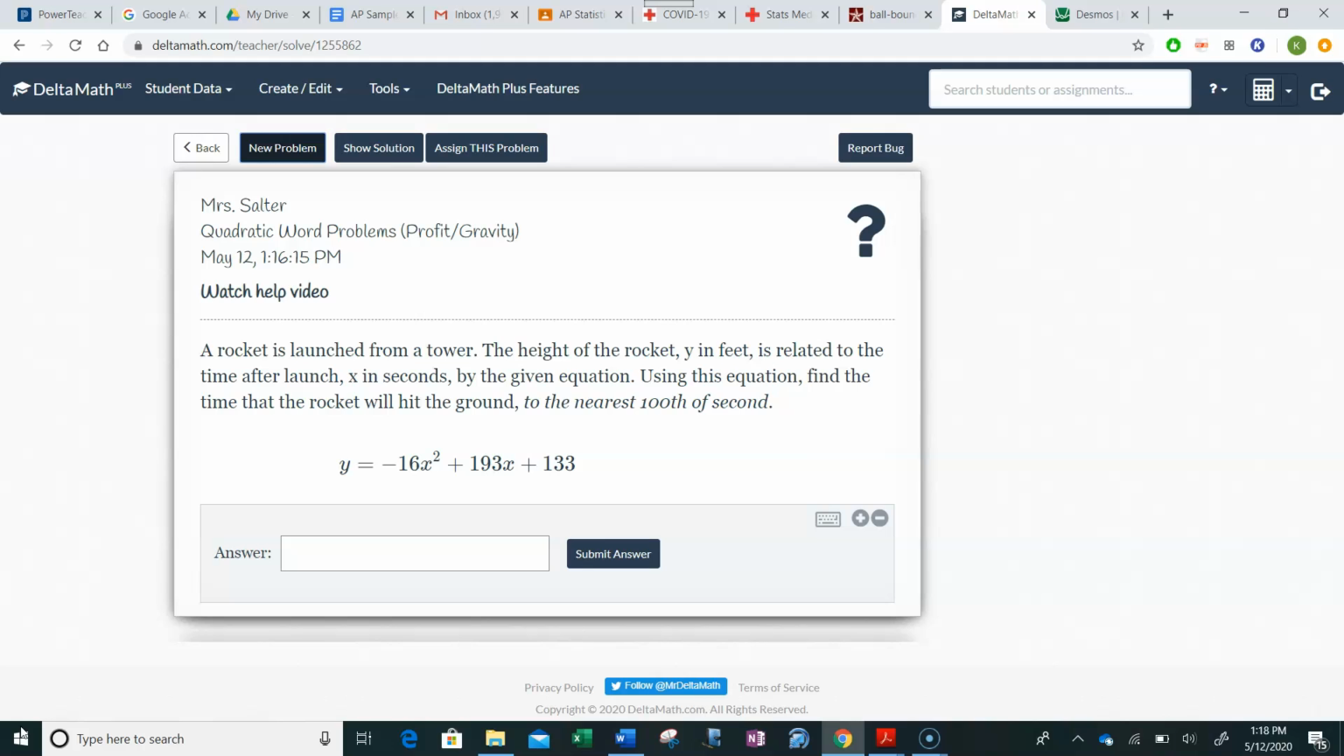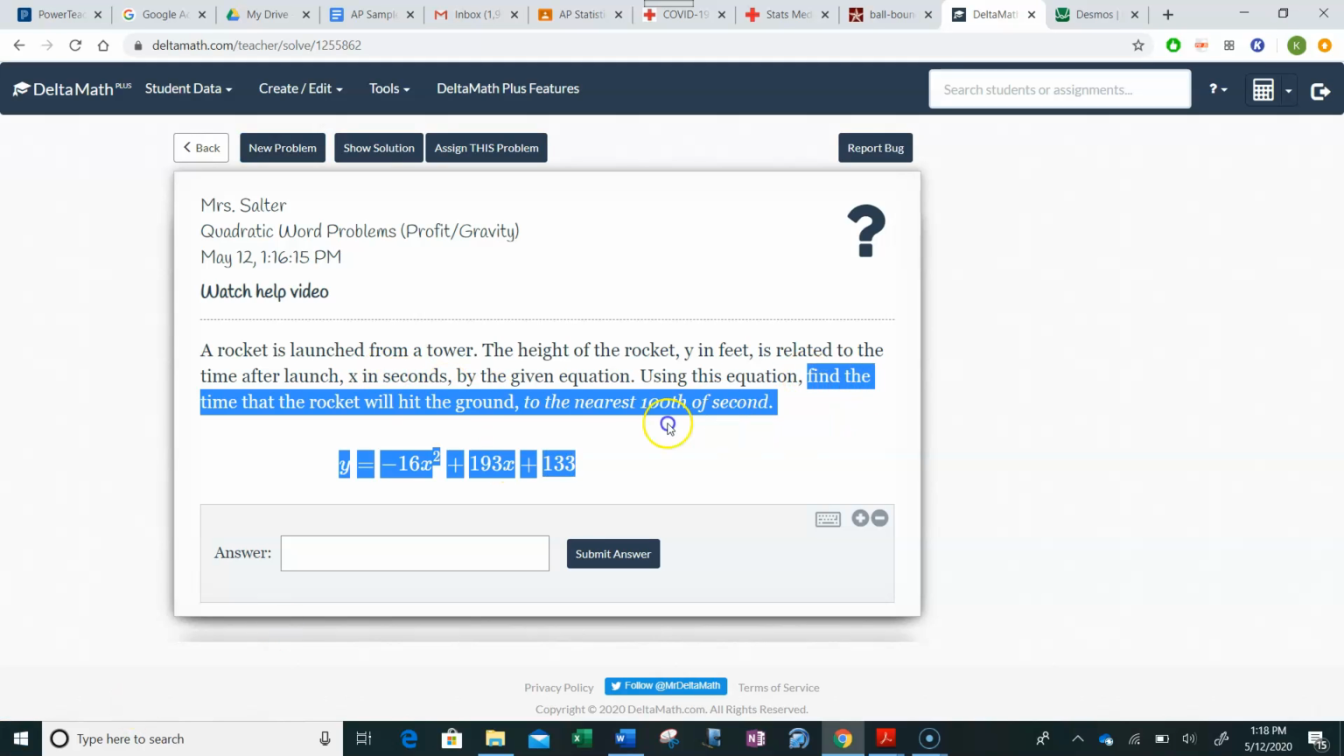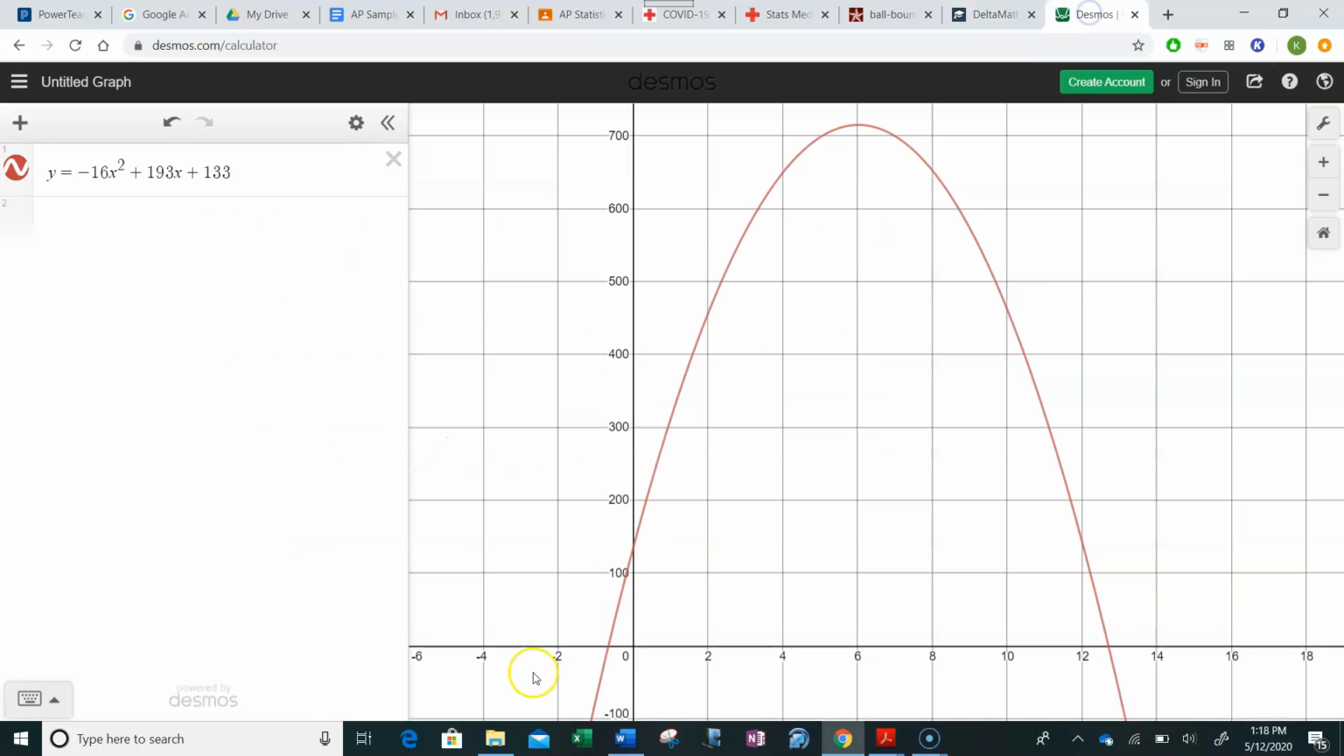So again, we're going to go over to Desmos and we're going to type this in. Make sure you pay attention to what this question is asking. This time it's saying, find the time that the rocket will hit the ground. So it's not asking for the time it takes to reach its maximum height or for the maximum height. It has nothing to do with maximum, so this is not a vertex question. When the rocket hits the ground, that is the x-intercept. Now remember, we wouldn't use this x-intercept over here because that doesn't make any sense in the context of the problem. It would need to be this one.